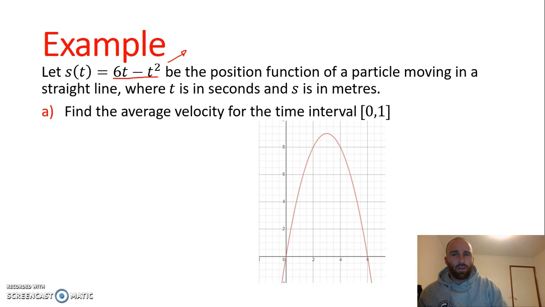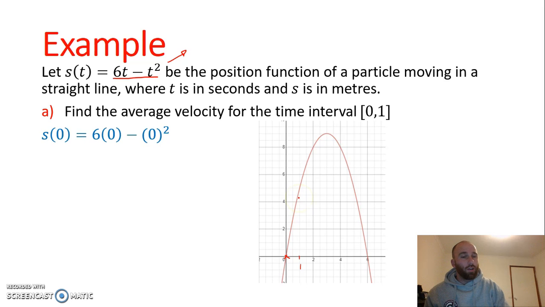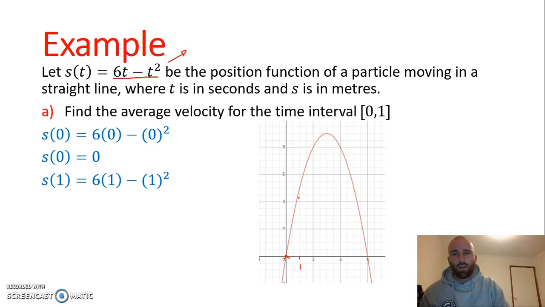Part A says find the average velocity for the time interval 0, 1. So we're trying to find the average velocity between these points. We put 0 into the equation, that's our starting point. 6 times 0 minus 0 squared is 0. Then we put 1 into the formula. 6 times 1 minus 1 squared equals 5. So that location is at 1, 5, and this one below is 0, 0. We're trying to find the average rate of change.